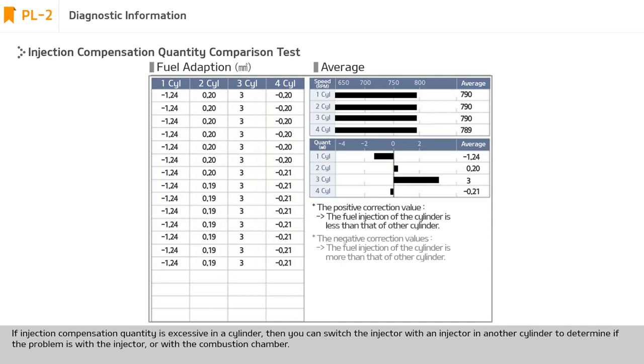If injection compensation quantity is excessive in a cylinder, then you can switch the injector with an injector in another cylinder to determine if the problem is with the injector or with the combustion chamber.